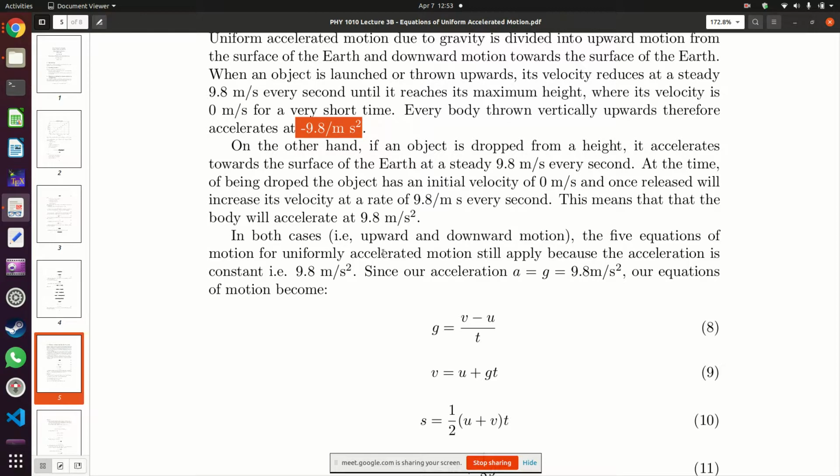That is why acceleration is a vector. The negative sign shows direction and what's happening. If you move towards the surface of the earth, plus 9.8 meters per second. If you move away from the surface of the earth, minus 9.8 meters per second. Are we clear?